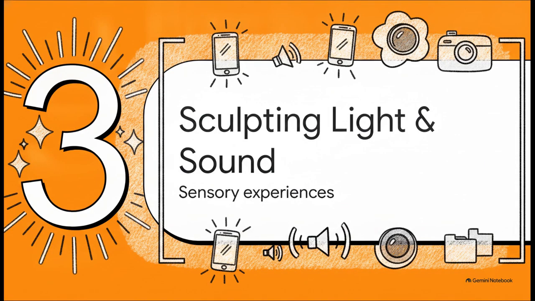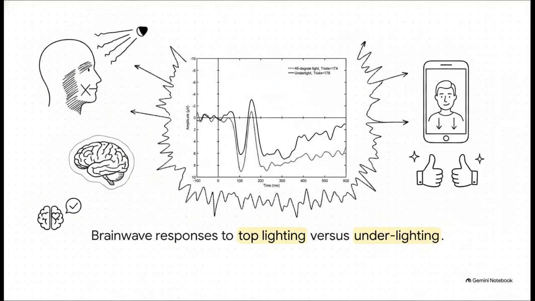All right, on to Section 3, sculpting light and sound. Let's talk about the invisible sensory forces that make or break a vertical clip. Lighting in a vertical frame isn't just about making things bright. It's doing serious psychological work. Whatever you do, do not light from below.